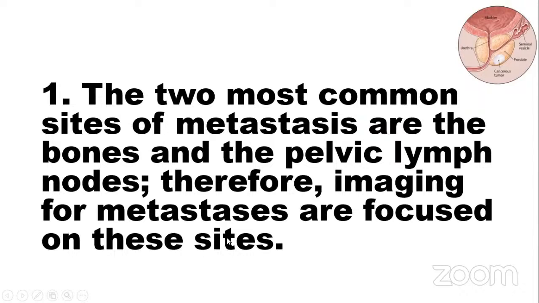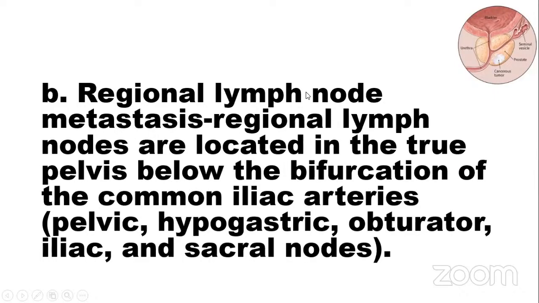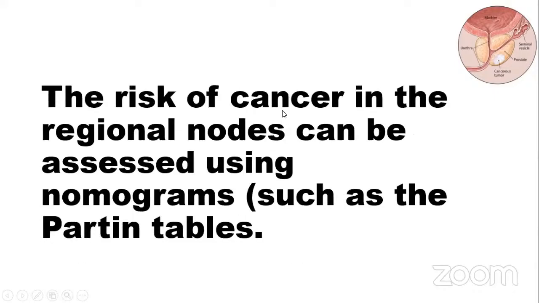The sites of bone and lymph nodes is very important. So for distal metastasis, bone scan is the initial imaging exam to check for distal metastasis. Regional lymph nodes metastasis: regional lymph nodes are located in the true pelvis below the bifurcation of the common iliac arteries: pelvic, hypogastric, obturator, iliac, and sacral nodes. So these are the regional lymph nodes.